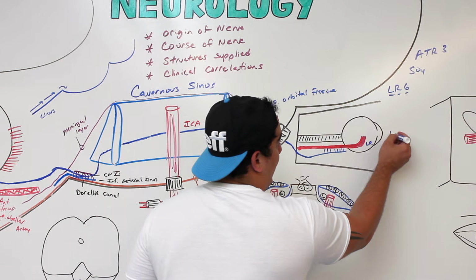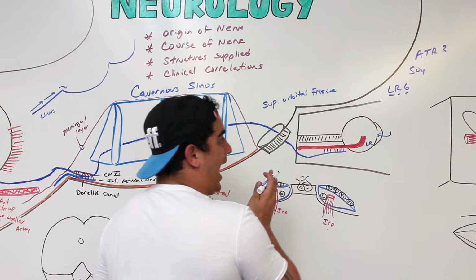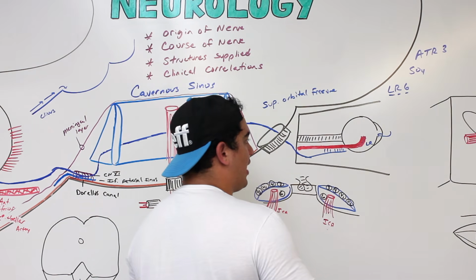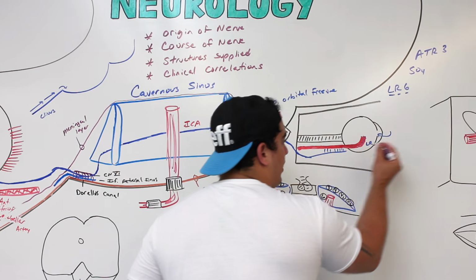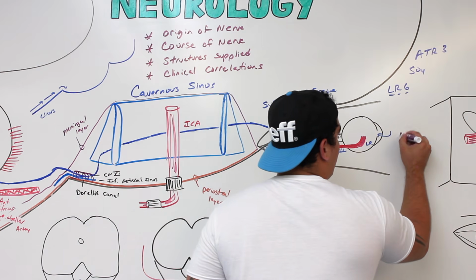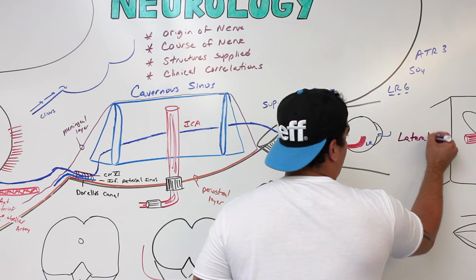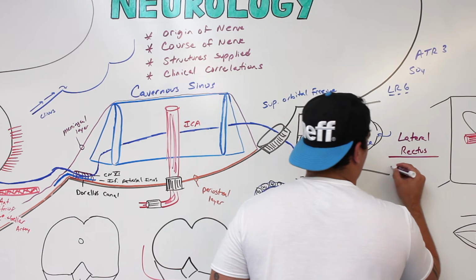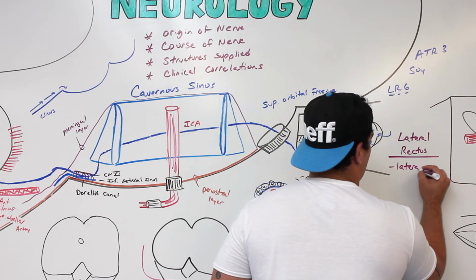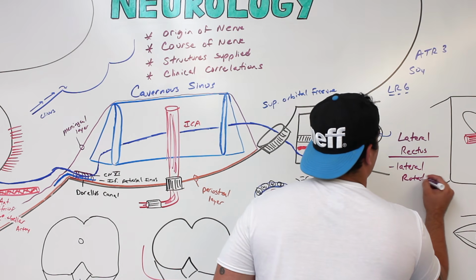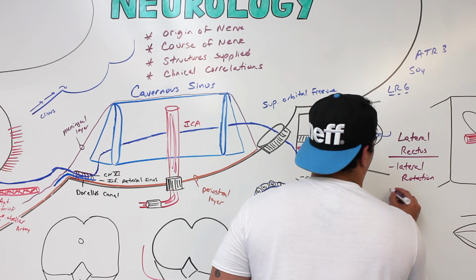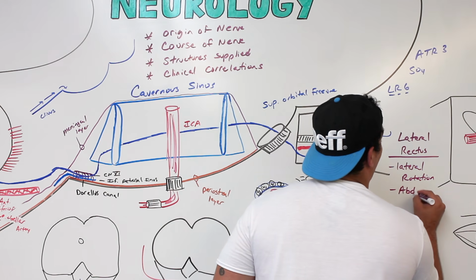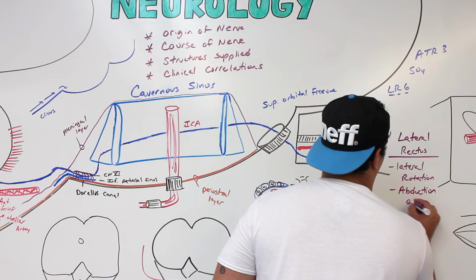And what does he do? You know the lateral rectus actually causes abduction of the eye. So what's the function of this lateral rectus then? Well, it's actually going to pull the eyeball outwards. So the lateral rectus does what's called lateral rotation. Sometimes you might even see it written as what's called abduction of eye.